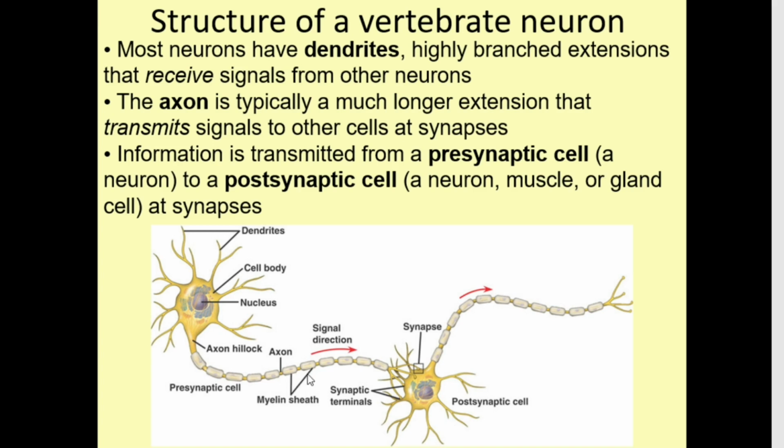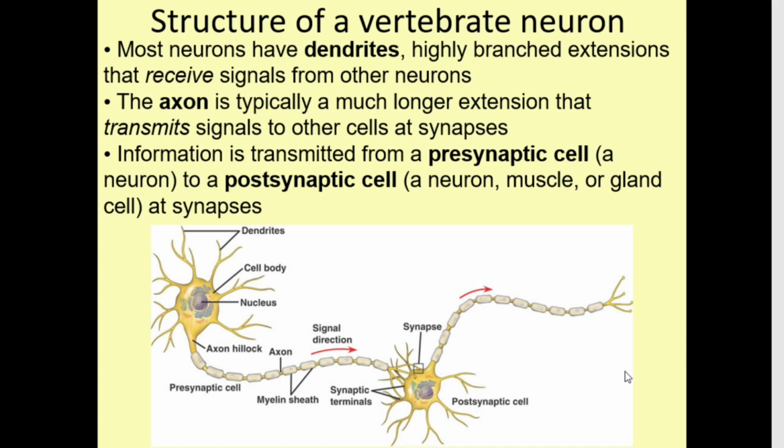The other bits that I haven't mentioned yet are the myelin sheath. These are made up of glial cells, which are supporting cells, and they help to insulate the axon and actually speed up the action potential as it moves along the axon. I'll talk about how it does that in a bit. So that's the basic structure of a vertebrate neuron: cell body, dendrites, axon, and synaptic terminals forming synapses with a postsynaptic cell. And the myelin sheath wraps around the axon to speed up the rate of transmission of the action potential.